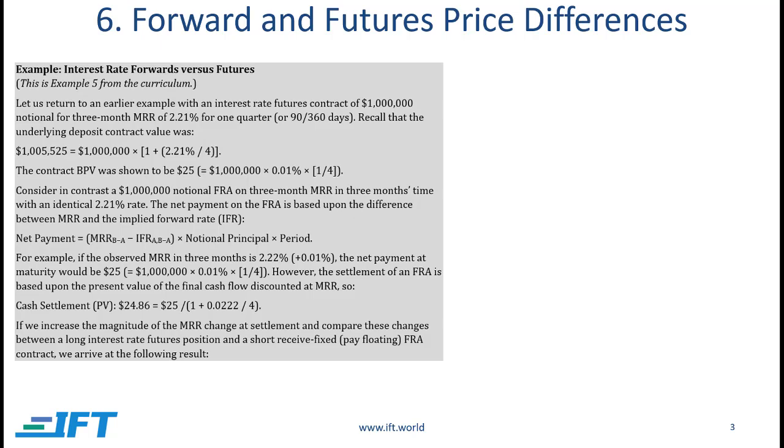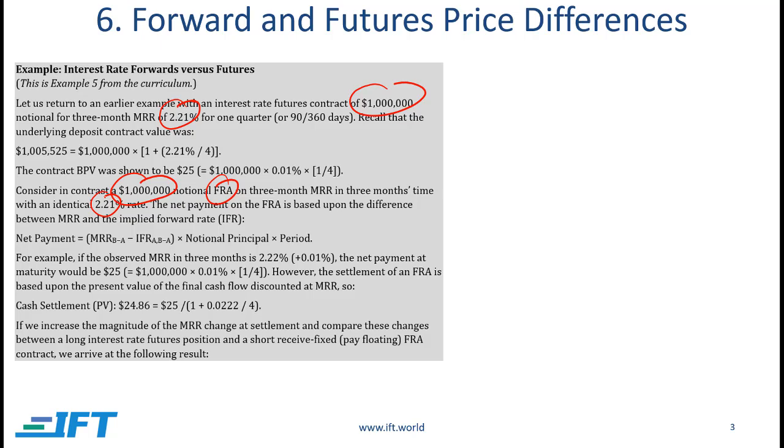So let's say we are going to look at an interest rate future of 1 million with a MRR of 2.2%, and we're also going to look at a forward rate agreement of the same notional amount, 1 million, with an identical rate of 2.21%. And we know the formulas for both the calculations, as we have seen in the previous videos, and we use those formulas to calculate the settlement amount for both.